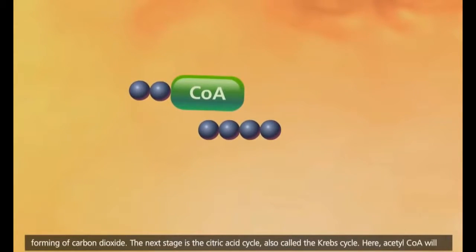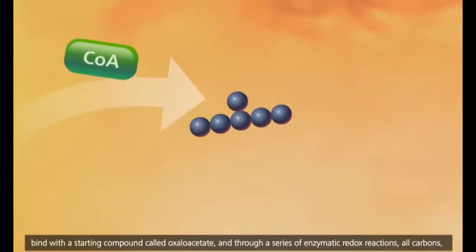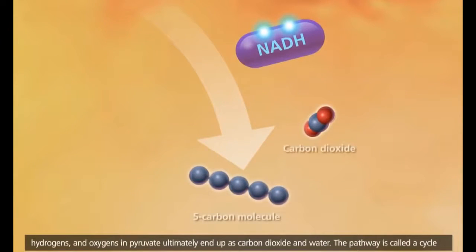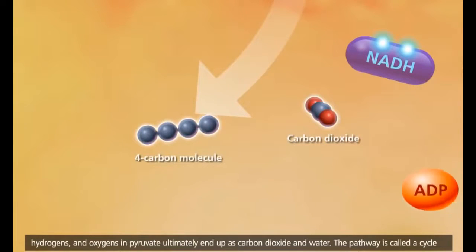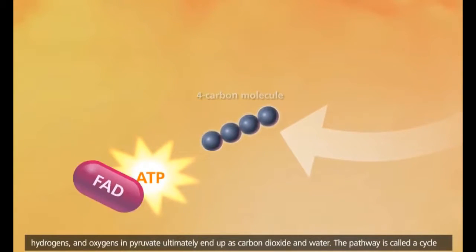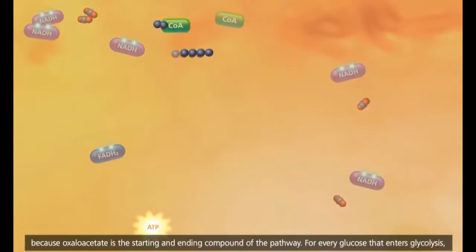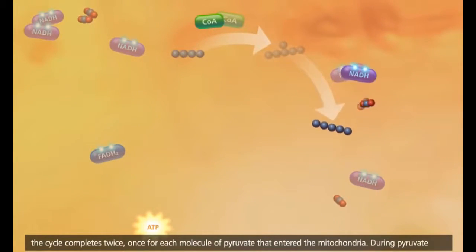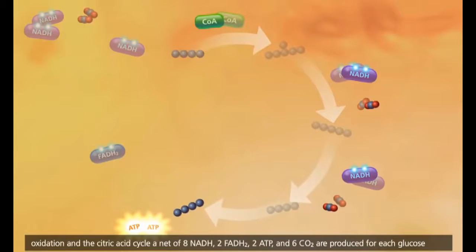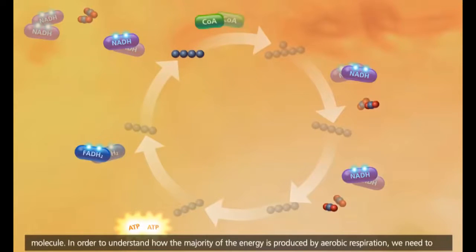The next stage is the citric acid cycle, also called the Krebs cycle. Here, acetyl-CoA will bind with a starting compound called oxaloacetate, and through a series of enzymatic redox reactions, all carbons, hydrogens, and oxygens in pyruvate ultimately end up as carbon dioxide and water. The pathway is called a cycle because oxaloacetate is the starting and ending compound of the pathway. For every glucose that enters glycolysis, the cycle completes twice, once for each molecule of pyruvate that entered the mitochondria. During pyruvate oxidation and the citric acid cycle, a net of 8 NADH, 2 FADH2, 2 ATP, and 6 CO2 are produced for each glucose molecule.